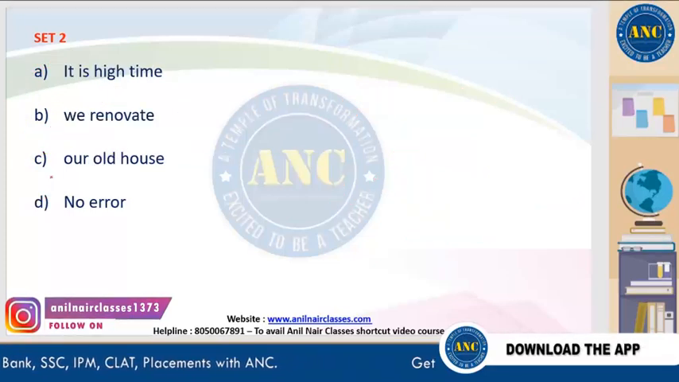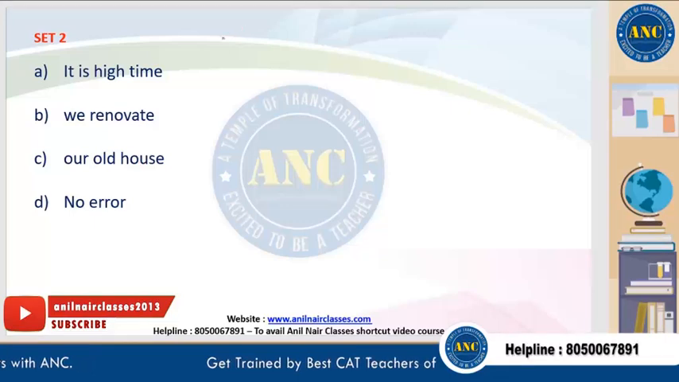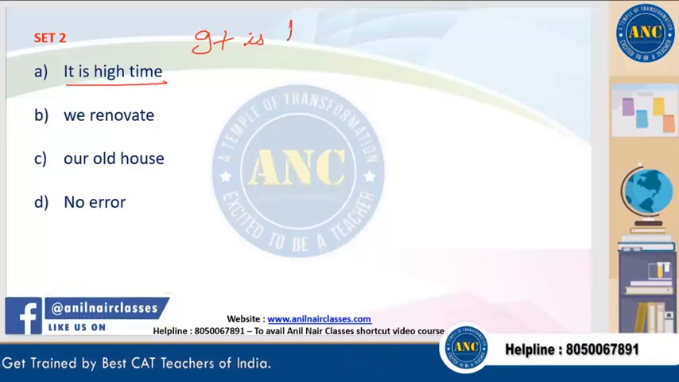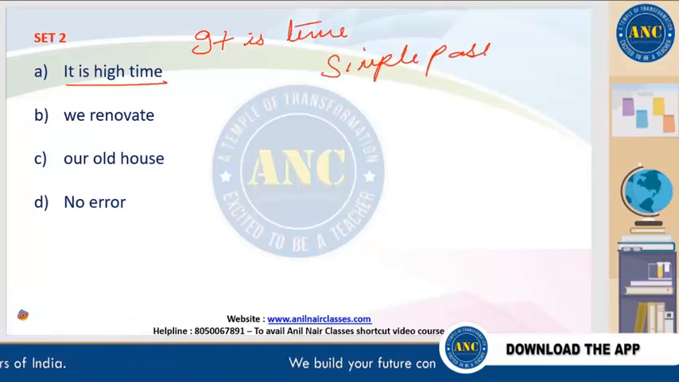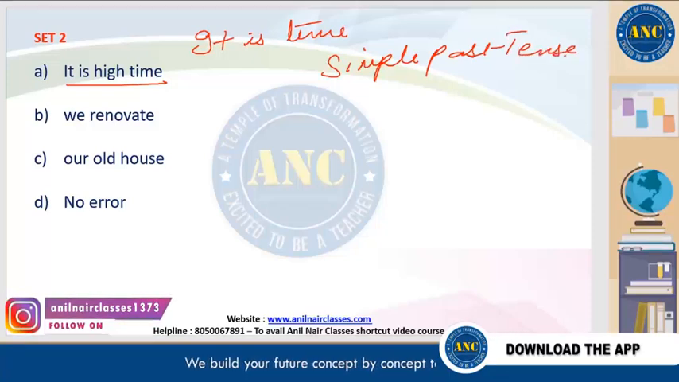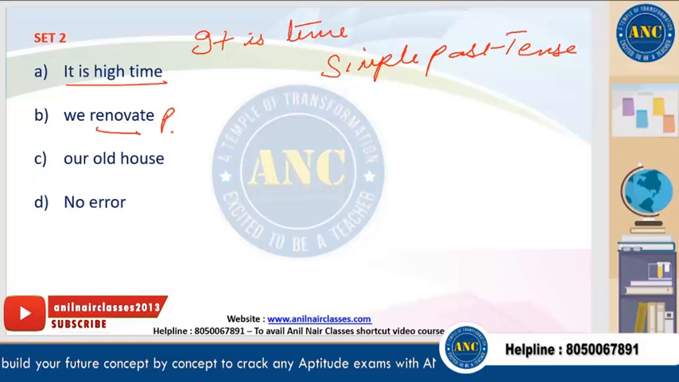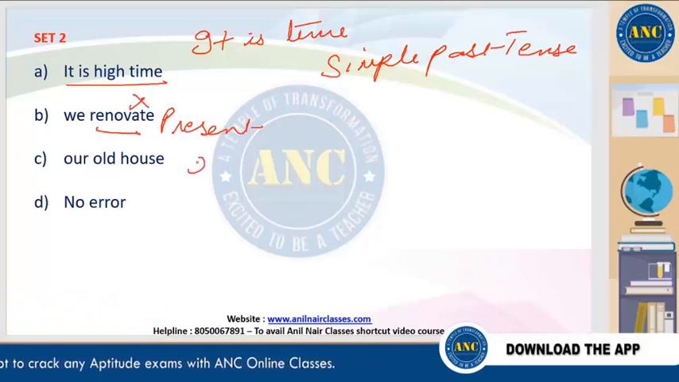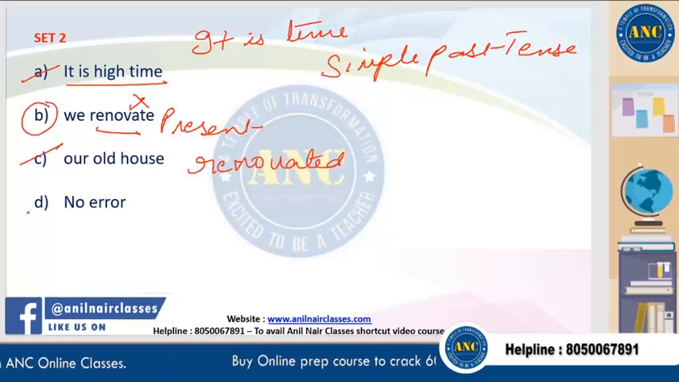Next one. It is high time we renovate our old house. Now whenever it is high time or it is time, we always use the simple past tense only. This is something which you have to memorize, right? "We renovate" is in the present tense. So this is the error, right? So it should be "renovated". So B is the right answer. Get rid of A, C and D.